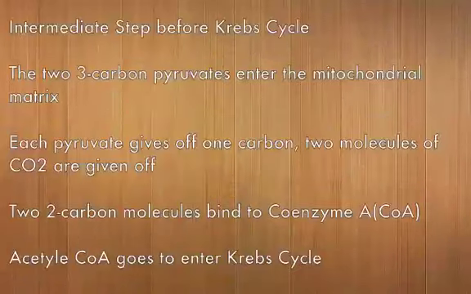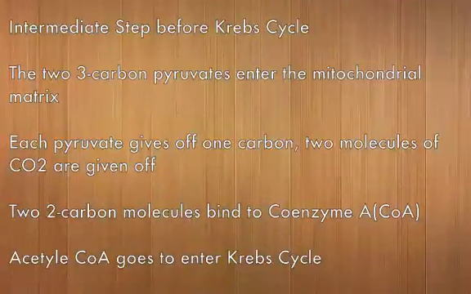Now, before the Krebs cycle takes place, there's an intermediate step. The two 3-carbon pyruvates that just came from glycolysis are going to enter the part of the mitochondria called the matrix. Each pyruvate is going to give off one of their carbons, which are given off in the form of 2 molecules of carbon dioxide.